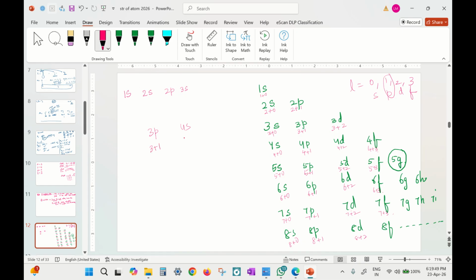3 plus 1. Yeah, no, lower the n value. If you have the same n plus l value, then the lower the n value, the lower the energy.